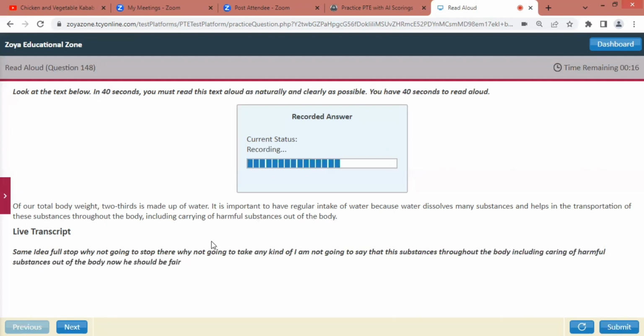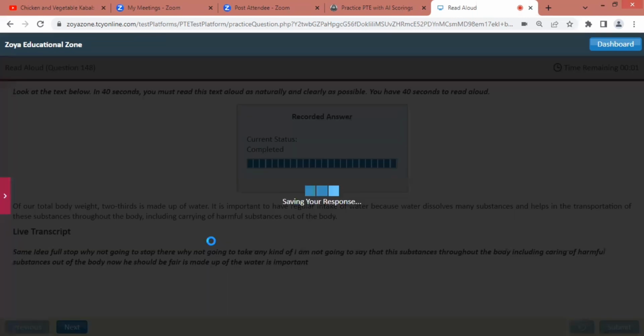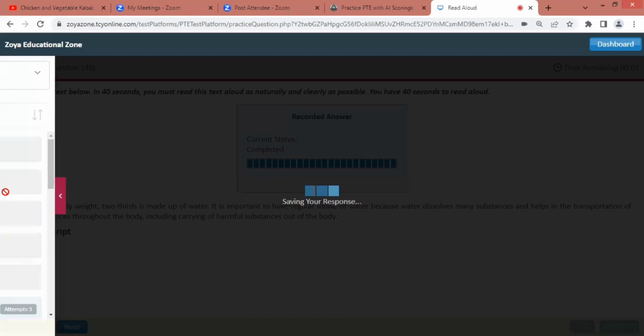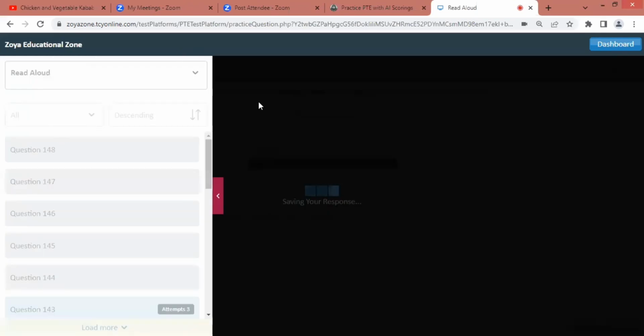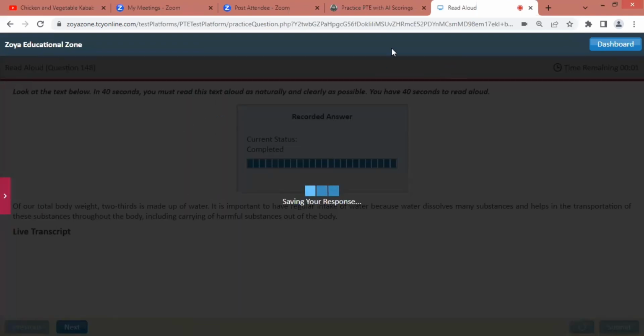Of total body weight, two-thirds is made up of water. It's important to have regular intake of water because it dissolves many substances and helps in the transportation of these substances throughout the body, including carrying harmful substances out of the body. So it should be fair. It should be proper. It should be in strong detail, in clear detail. With strong and clear detail, you will be in a position to achieve better. So I need to move toward the next one. Just before moving on, I just have to share my sound screen.